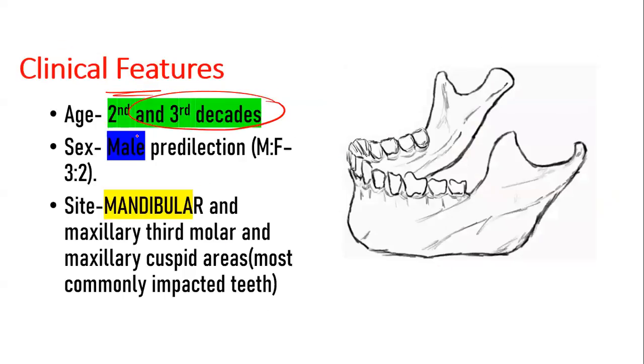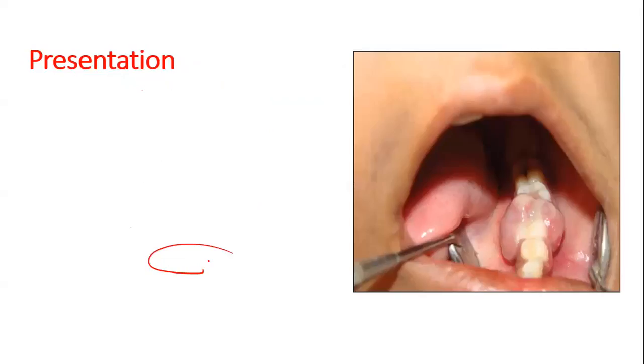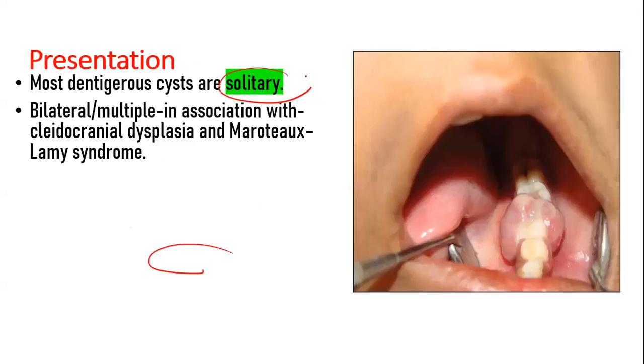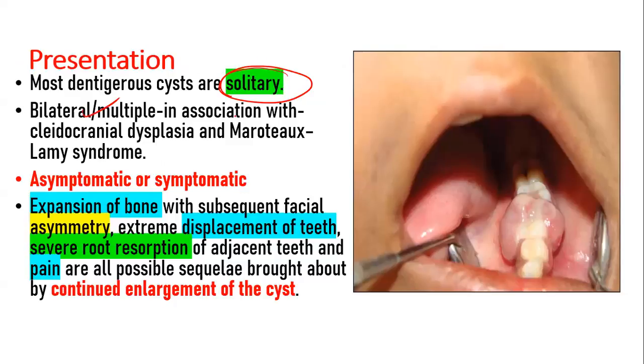Clinically, it is seen in the second and third decades, with male predilection, commonly seen with unerupted mandibular and maxillary third molars and sometimes the maxillary cuspid areas. In its presentation, it is usually solitary. Bilateral cases may be associated with cleidocranial dysplasia and Maroteaux-Lamy syndrome. The smaller lesions are asymptomatic, while the larger ones cause expansion of your bone. As you can see here, expansion of the cortical plate, displacement of the adjacent tooth and resorption of the roots of the adjacent tooth, as well as facial asymmetry and pain, right?